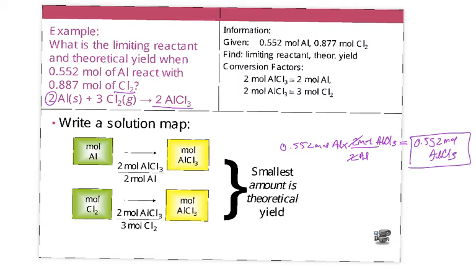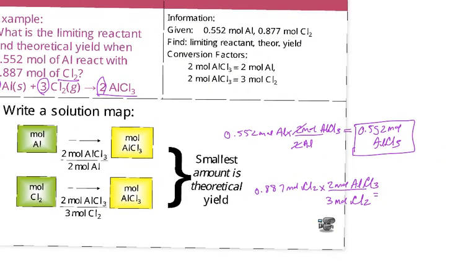from our first reactant. Now let us do it for our second reactant, which is 0.887 moles of chlorine gas. And we know that there's 3 moles of chlorine gas for every 2 moles of aluminum chloride. And this gives us a yield of 0.585 moles of aluminum chloride. So, which one is the smallest value? This here.